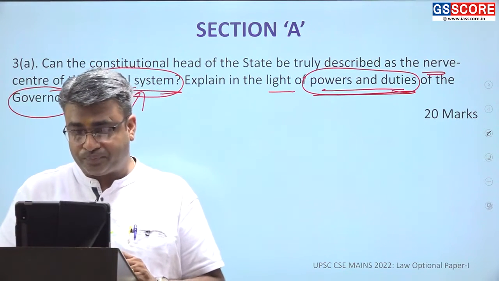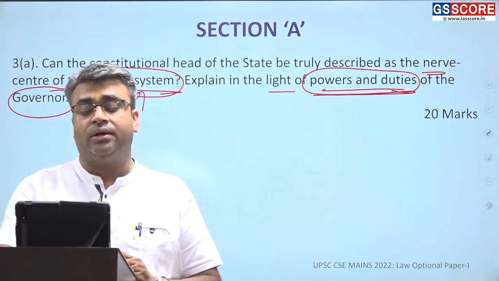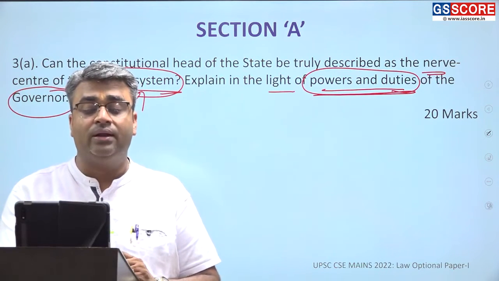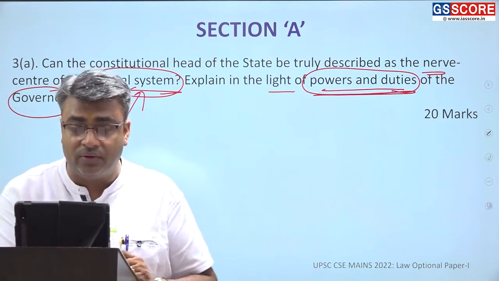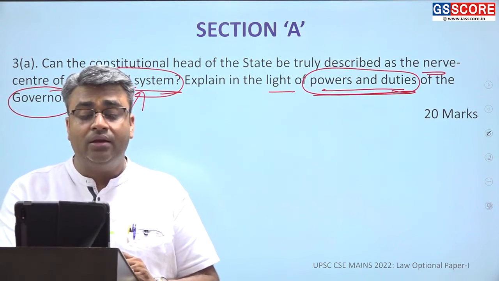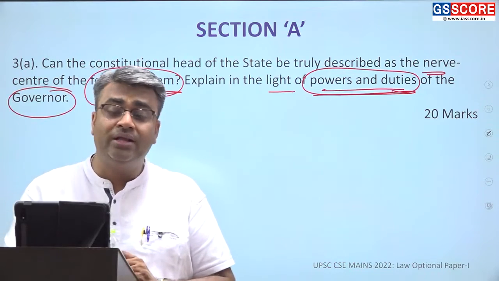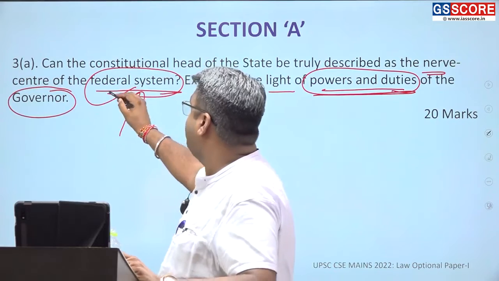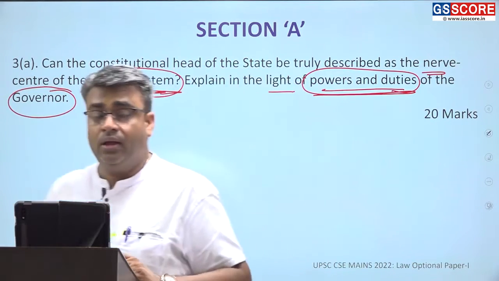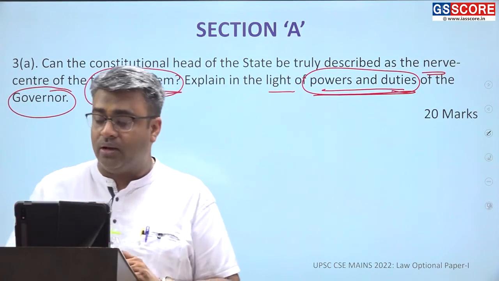And when we talk about the governor, no doubt we know very well that the governor is generally appointed by the central government, but the main reason or the importance of the post of the governor, which you should mention to justify the nerve center of the federal system. I'm just mentioning a few points, the rest you can write down from your side.